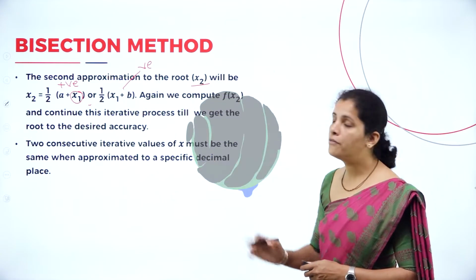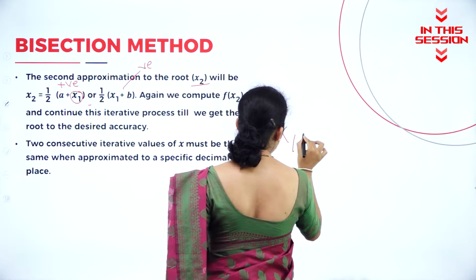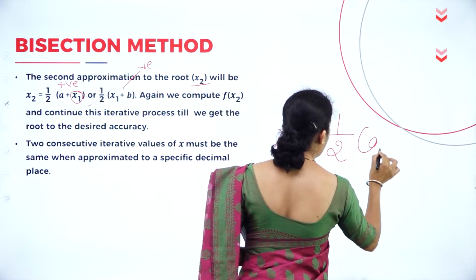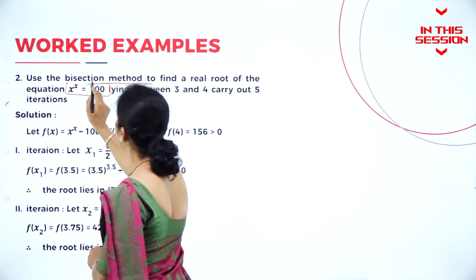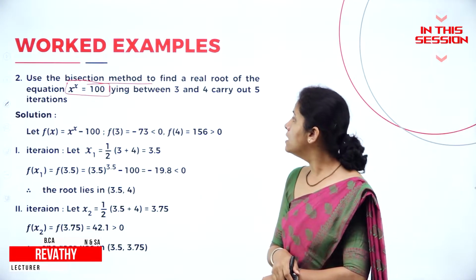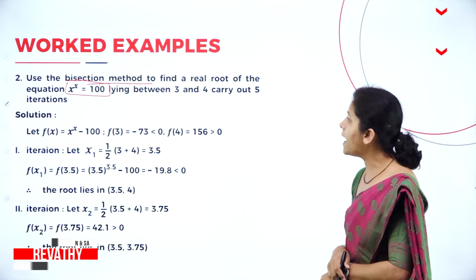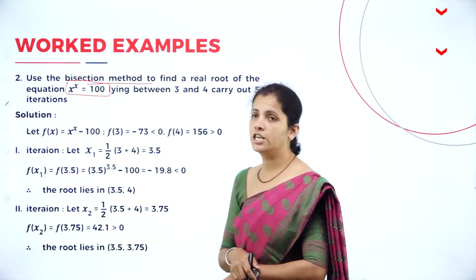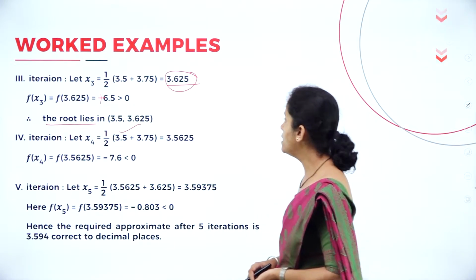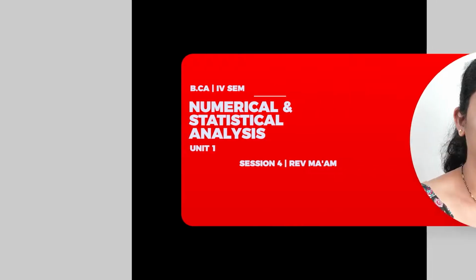What is the formula for bisection method? That is x1 equal to half a plus b. x to the power x equal to 100, lying between 3 and 4, carry out 5 iterations. In the fourth iteration, I'm going to consider a and b values and I'm going to get the value 3.56.